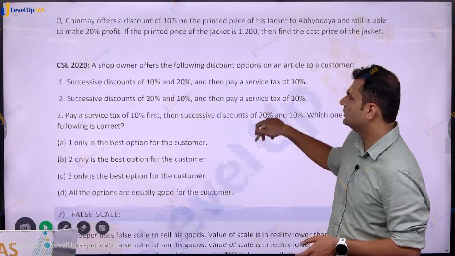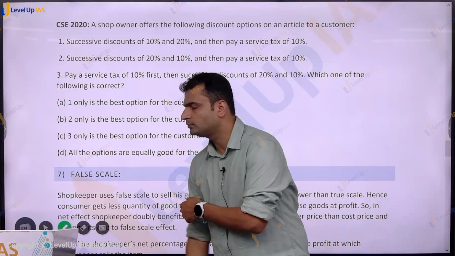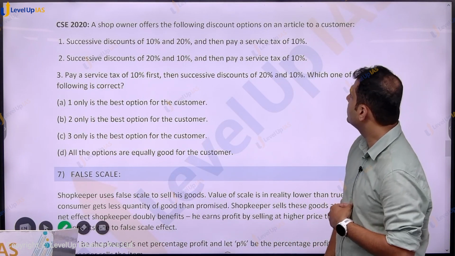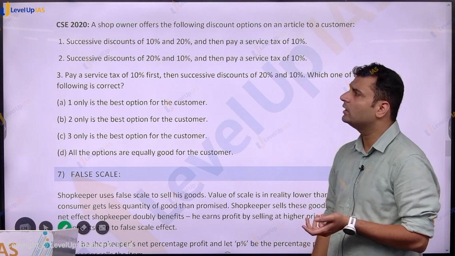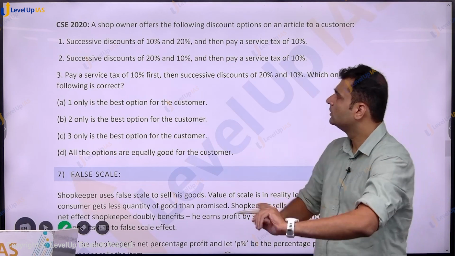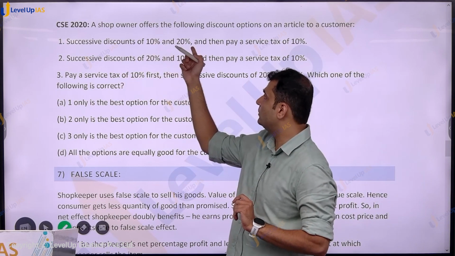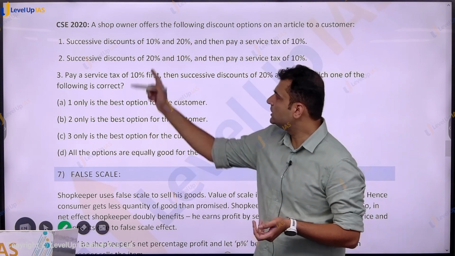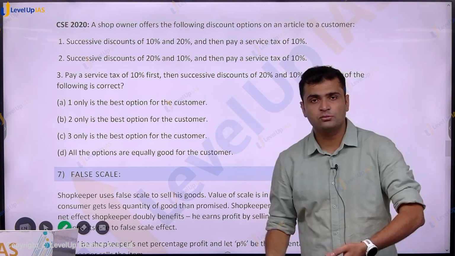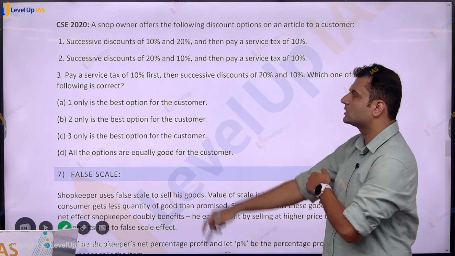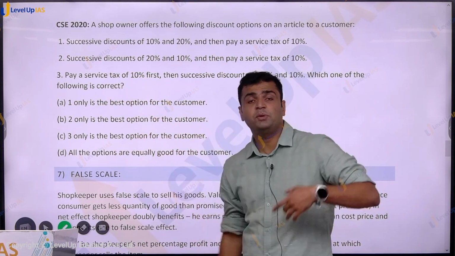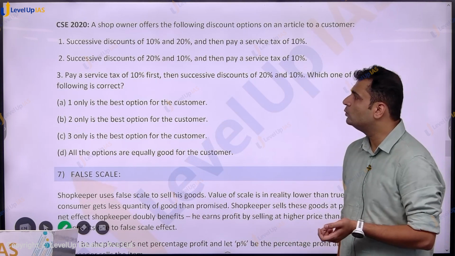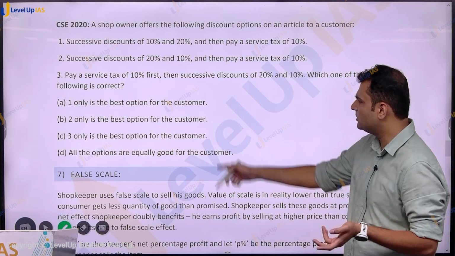Next, a shop owner offers the following discount options for an article to a consumer. So the shopkeeper is offering options to the consumer. Option number 1: successive discount of 10% and 20%, and then pay service tax of 10%. Then option 2: discount of 20% and 10%, meaning first 20%, then 10%, and then tax. Third option: first pay tax of 10% and then discount of 20% and 10%. The question is, which option is best for the customer?